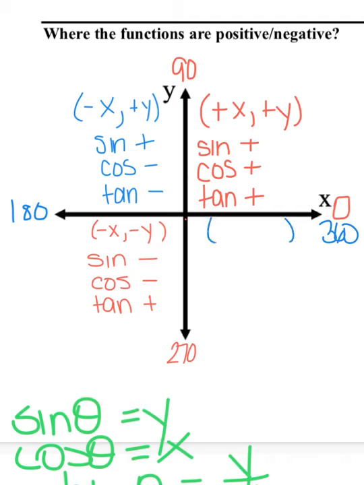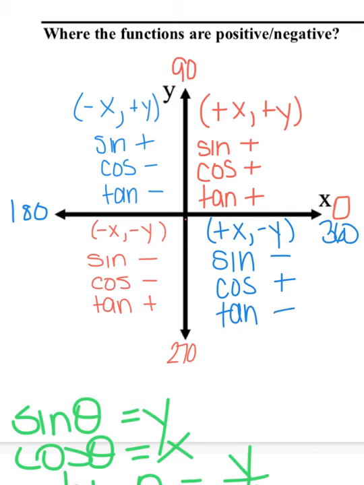To go from the origin to something in quadrant 4, you move to the right and down. Because you move to the right, your x's are positive. Because you move down, your y's are negative. So we have sine, cosine, and tangent again. Because y is negative, sine is negative. Because x is positive, cosine is positive. And because tangent would be a negative divided by a positive, tangent would be negative.